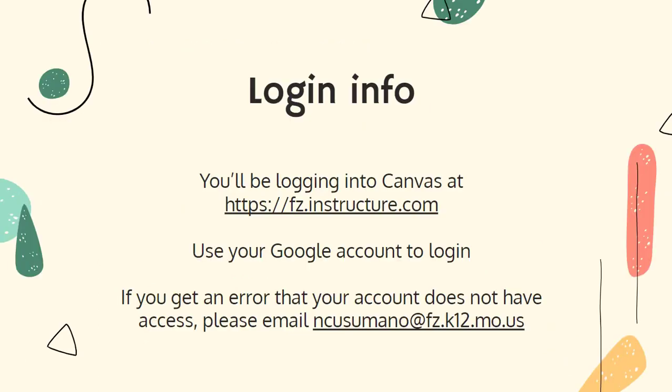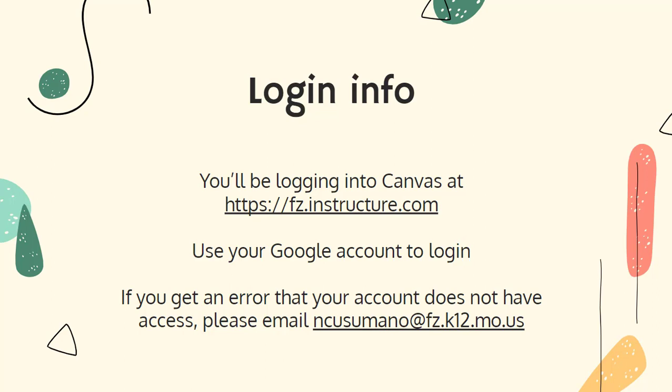So starting out, you're going to want to go to fz.instructure.com, and you're going to log in using your Gmail account. Now, if you're using your laptop with Chrome and you're already signed into Chrome and it knows who you are, more than likely, it's going to log you right into the site, and I'll show you what that looks like. You probably won't have to do much of anything. If you have multiple Google accounts on your device set up, then it'll ask you to pick which account you want to log in with.